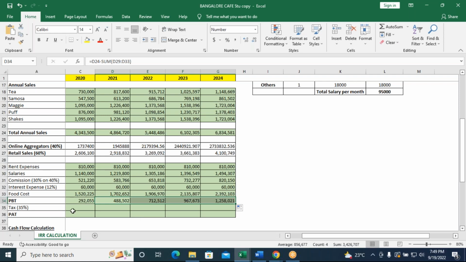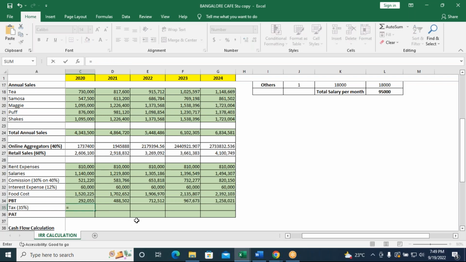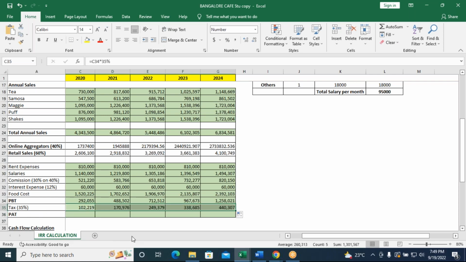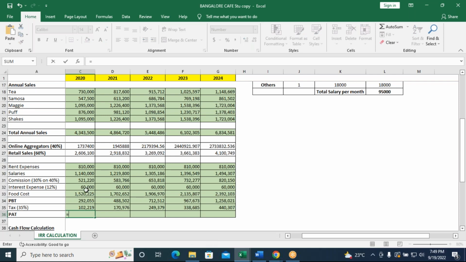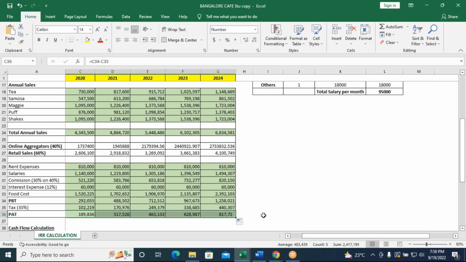So now PBT, profit before tax. Now tax is equal to PBT into tax percentage 35%, enter. So the same thing will remain, I'll just select and drag. Now PAT, profit after tax, is equal to PBT minus tax, enter. Click here, select and drag.